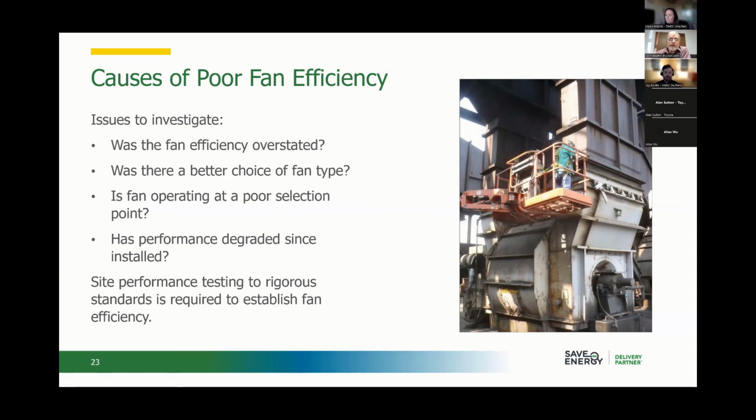This point here about performance degradation, I'm going to deal with that one. I'm going to show you an example of that in just a second as well. But the bottom line is you have a hard time walking up to a fan and being able to say, well, I know how efficient that fan is. The only way you can do this is to test the fan. Fan efficiency is flow times pressure over power. So you've got to have a good flow reading, a good pressure reading, and a good power reading, and then you can make that determination.